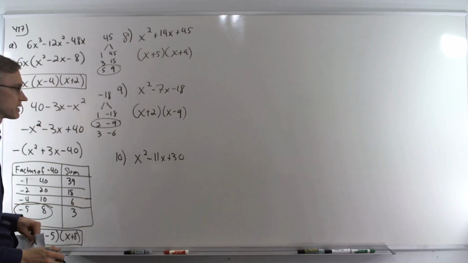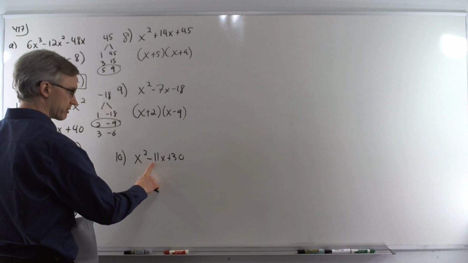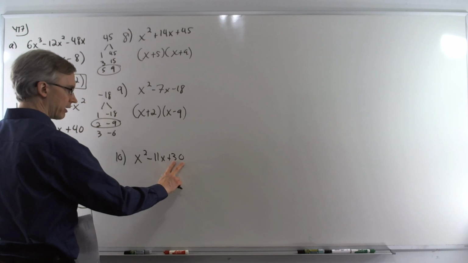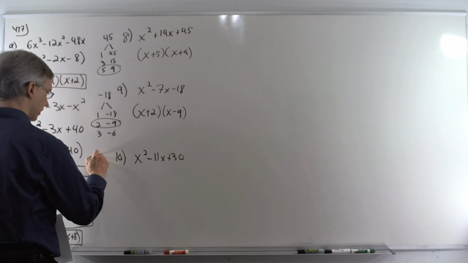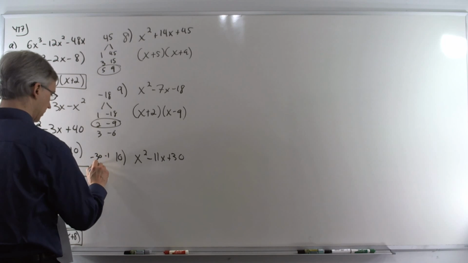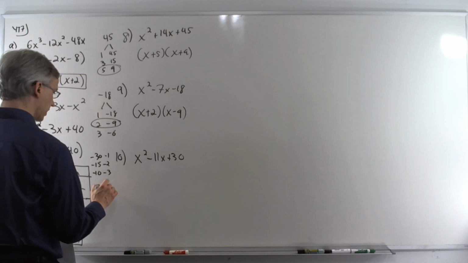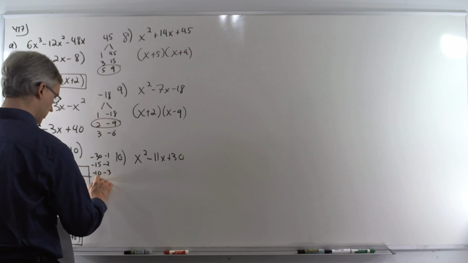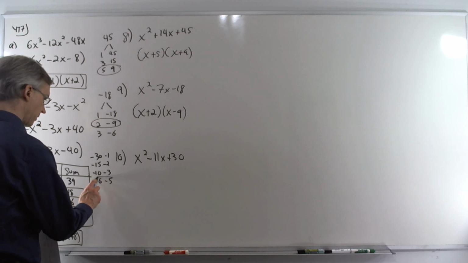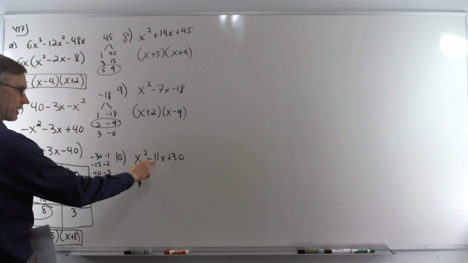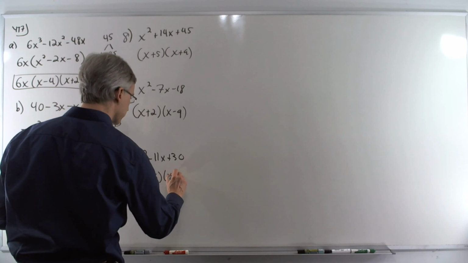Number 10, x squared minus 11x plus 30. So here we have positive 30, middle is negative, so we need two numbers that multiply to get 30. They're both going to have to be negative, so we can add them together to get a negative number. So we got negative 30 and negative 1, negative 15, negative 2, negative 10, negative 3, negative 6, and negative 5. All right, here's our match, negative 6 and negative 5. These add to get negative 11. So here we get x minus 6 times x minus 5.